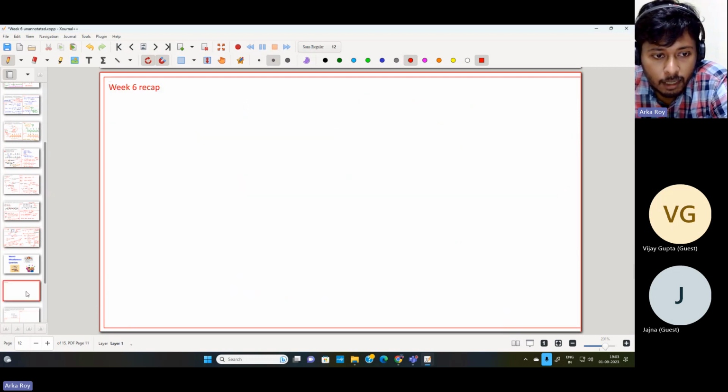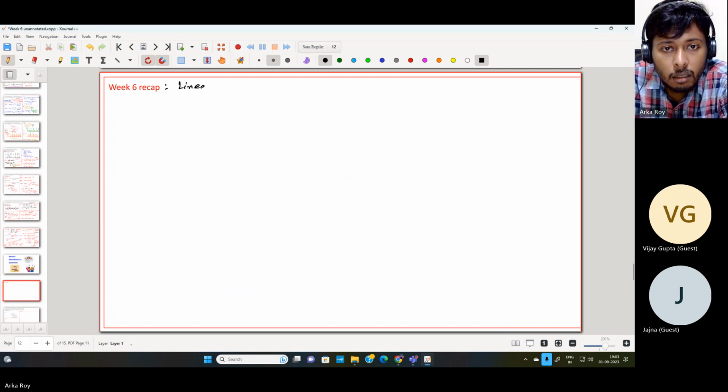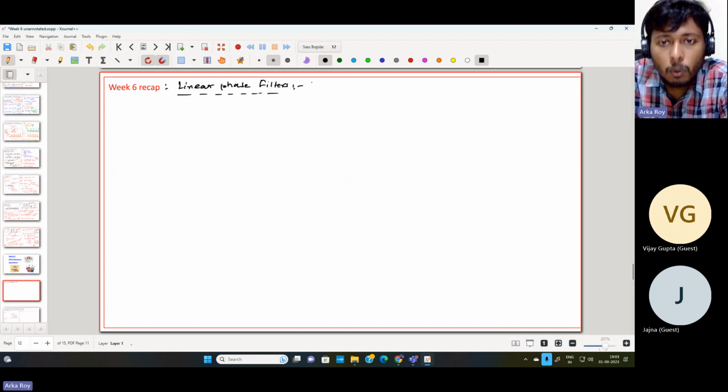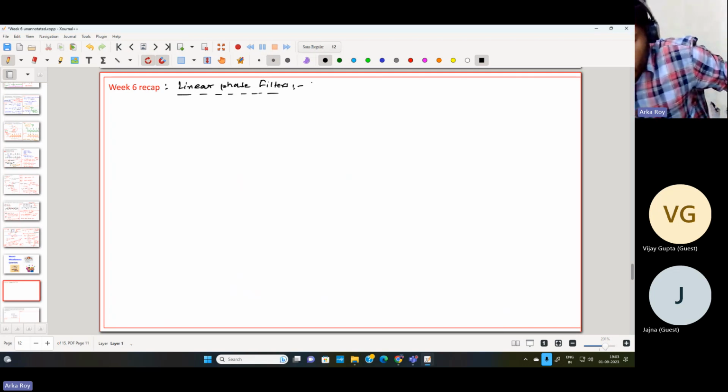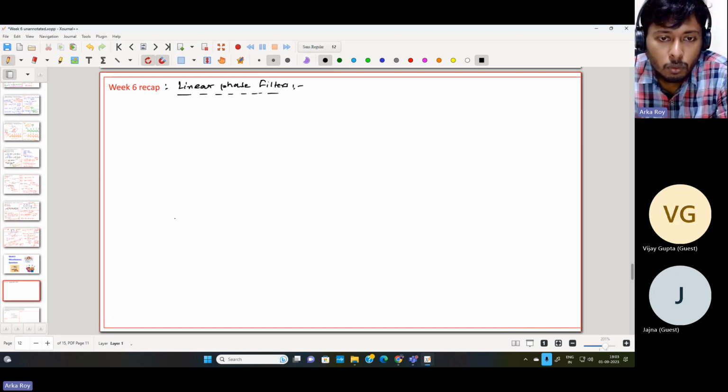So in week 6, the topic is linear phase filters. So what is a linear phase filter? First we have to understand why the filtering operation is required.